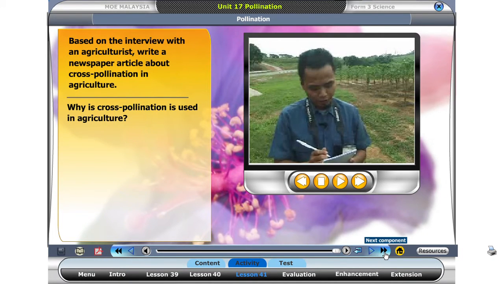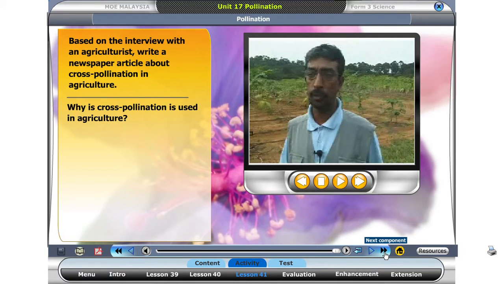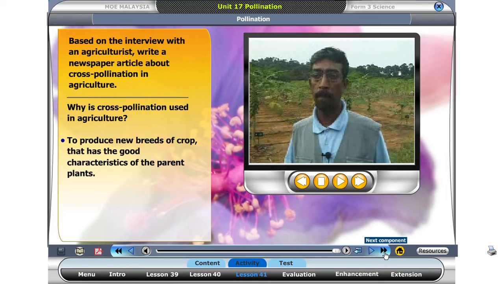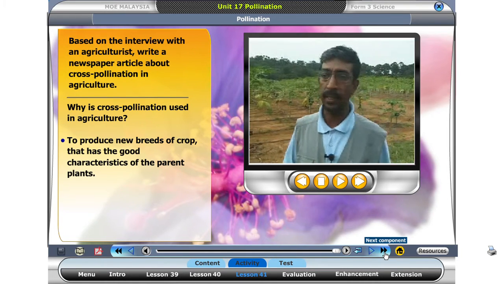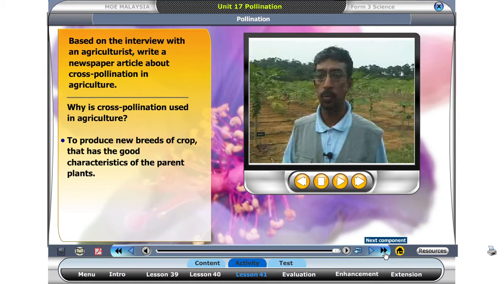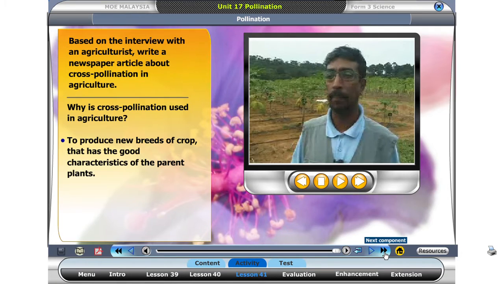Why is cross-pollination widely used in agriculture? Cross-pollination is used to produce new breeds of crop. These new breeds are normally more resistant to diseases and in some cases produce better, sweeter fruit too. An example of this would be the exotica papaya.